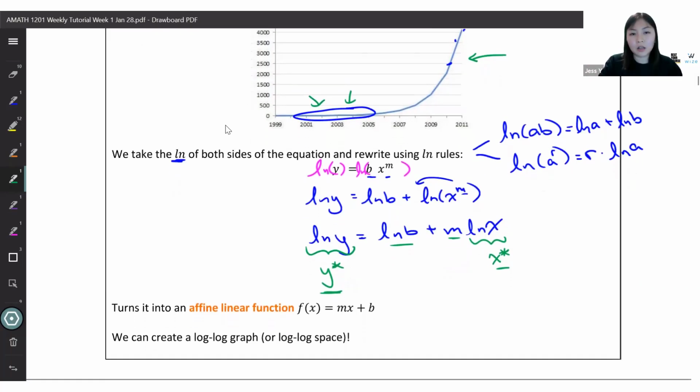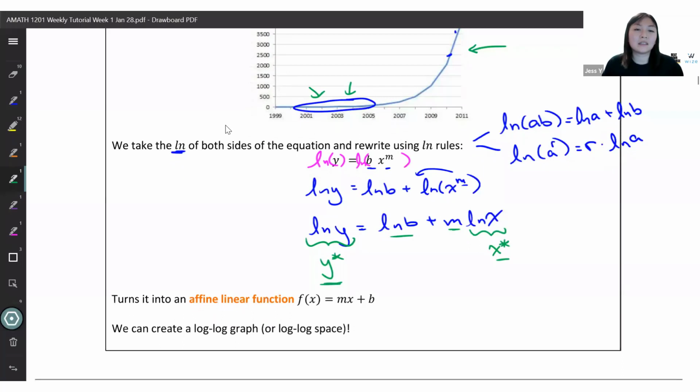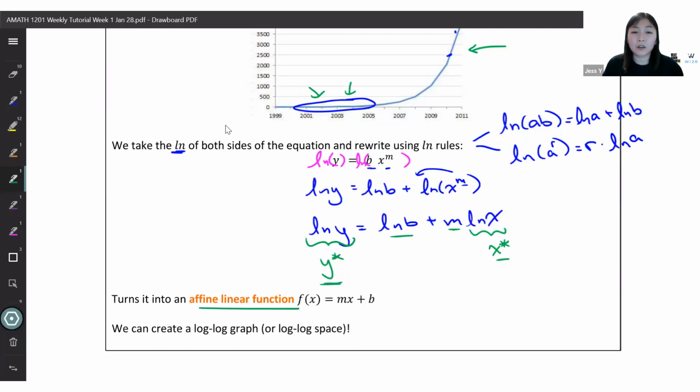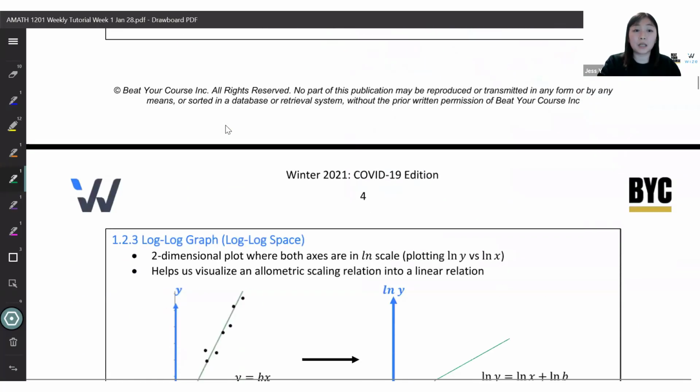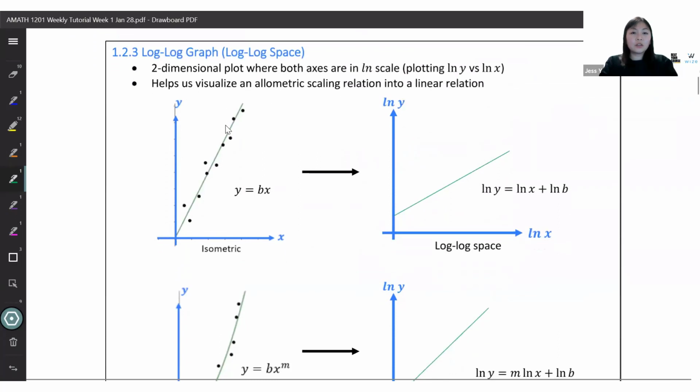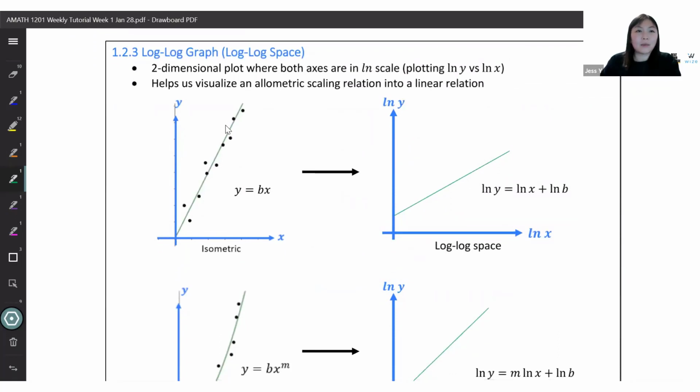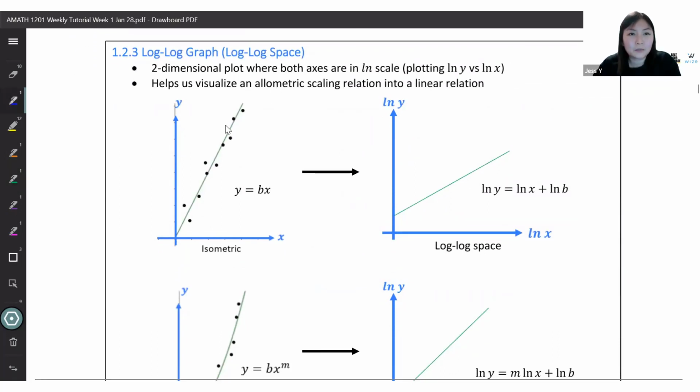So this course is all about definitions. They give it a fancy name. They call it an affine linear function. It's just a line. It's y equals mx plus b, right? Y equals 3x plus 5, for example. They just call it a fancy thing, affine linear function, okay? So now with this ln trick, we're able to create these log-log graphs or log-log space. So I'll show you these two graphs, and then I promise an example is coming. I'm gonna have you guys try some of it yourselves.